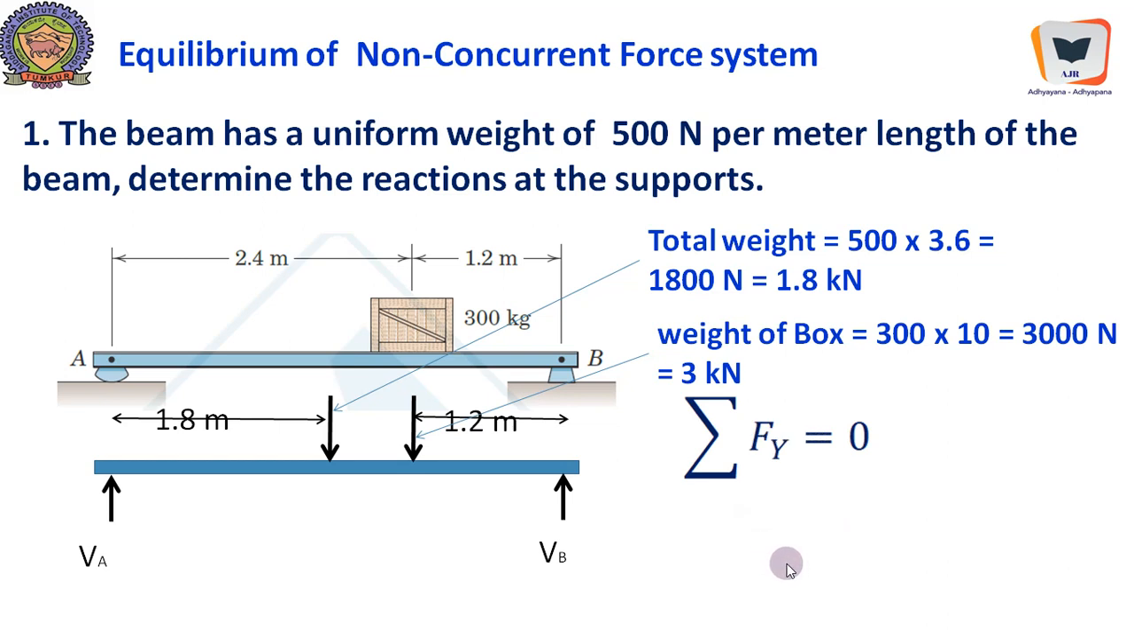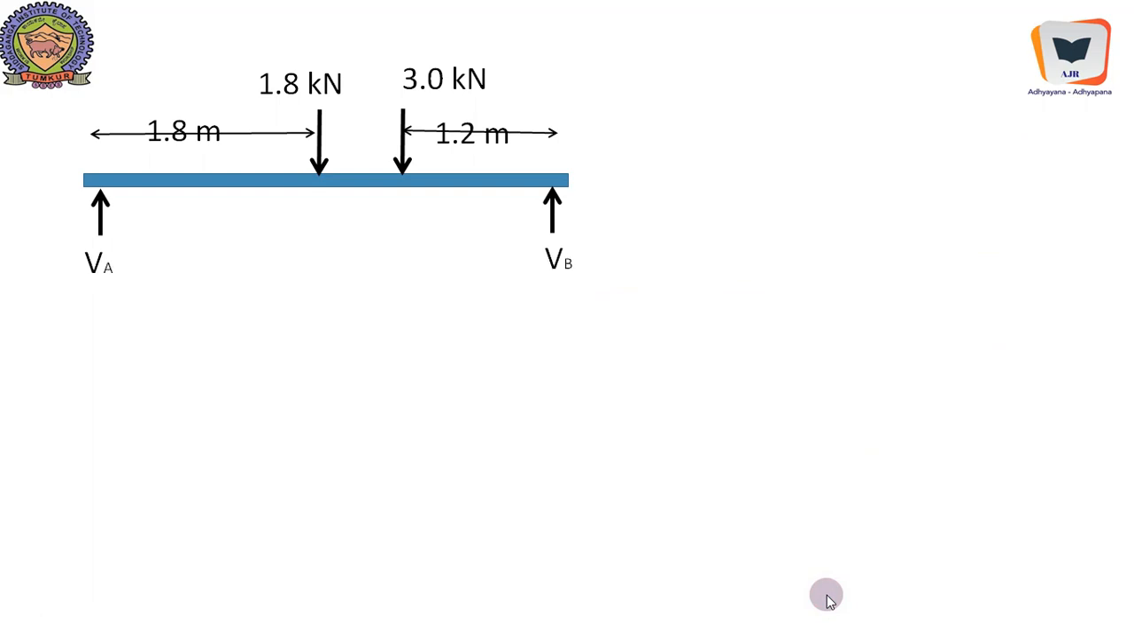Now sigma Fy equal to 0 will give us VA going up, VB going up, both of them are positive, equal to the total weight coming down, that is 1.8 kilonewton plus 3 kilonewton, the weight of the box. Anyway, we have not solved the unknowns. We have two unknowns. One of the equations we have already used. Therefore, the remaining equation is sigma M with respect to some point should be equal to 0. We'll take sigma MA equal to 0. That means the algebraic sum of the moments of all the forces with respect to this particular point should be equal to 0.